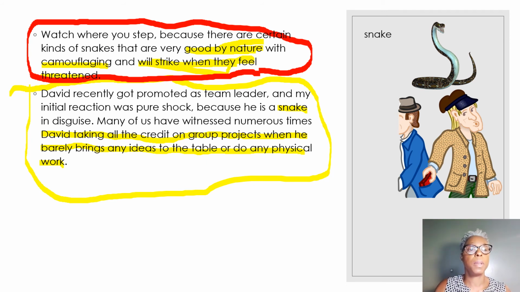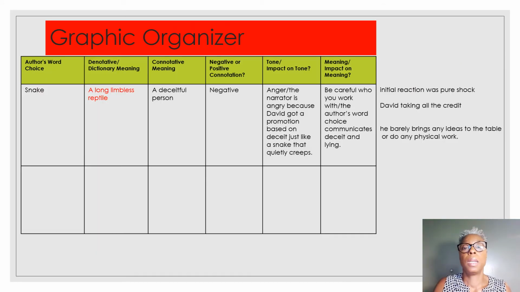Let's move on and put this on a graphic organizer. Let's place the answers in the graphic organizer. So we know the author's word choice from the excerpt we read is snake. Is snake used as a negative or a positive connotation? We know that snake is a negative connotation because David got a promotion as a team leader because he portrays himself as a hardworking person when he really is not a team player at all and does not work at all. The speaker or narrator in the excerpt states that her initial reaction to David's promotion was pure shock. And I sense a tone of anger.